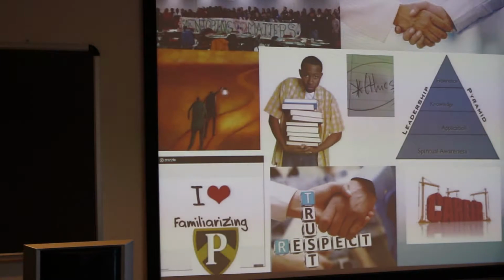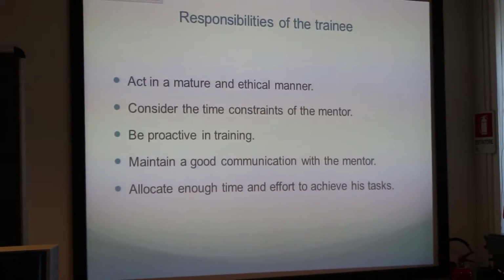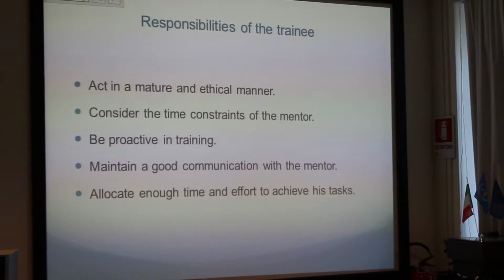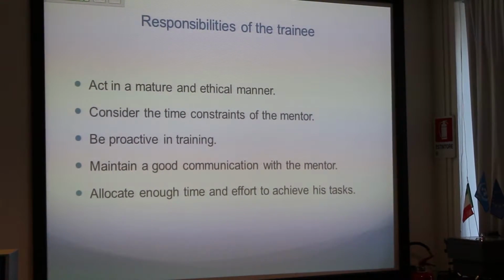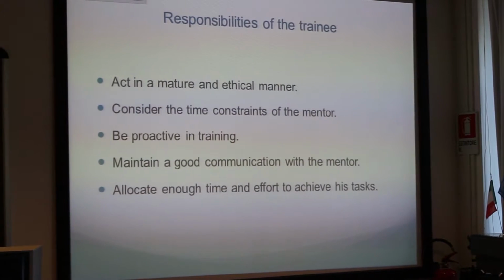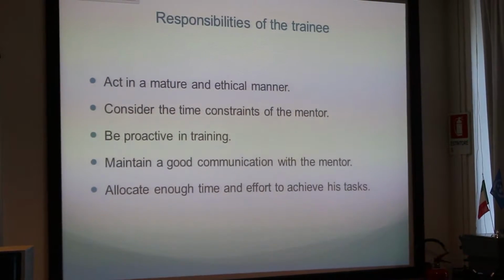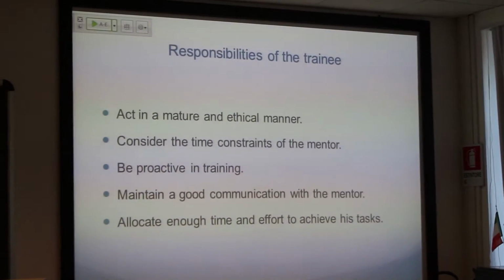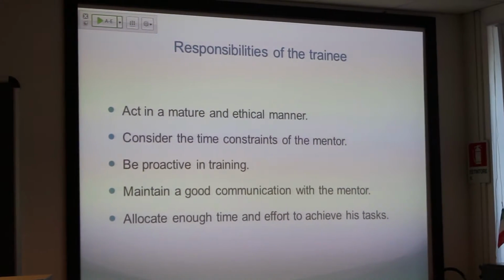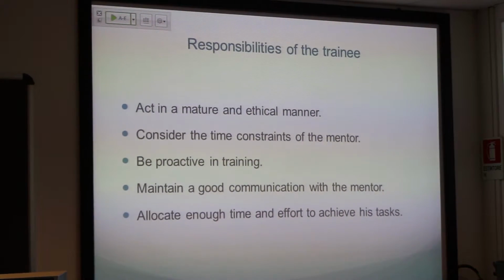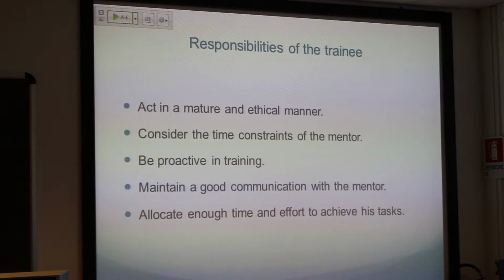So now you have a better understanding, or you grasp the idea from this picture we saw before, and let us summarize the responsibility of the trainee. You can read them: act in a mature and ethical manner, and consider the time constraint of the mentor. Be proactive in training, maintain good communication with the mentor. So it's a two-way relationship, right? And allocate enough time and effort. This is common sense, we know.